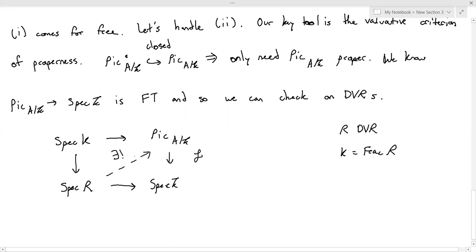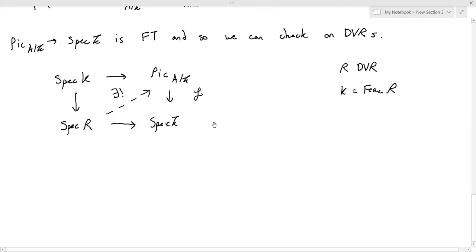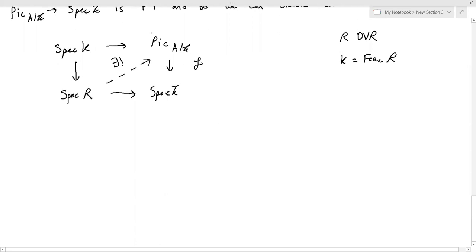So our goal is to produce this morphism here, right? So then how do we do this? Well, remember that we understand something about what it means to map to the Picard scheme, right? So the data of, I guess I'll start with Spec K, mapping to the Picard scheme is equivalent to a line bundle L.